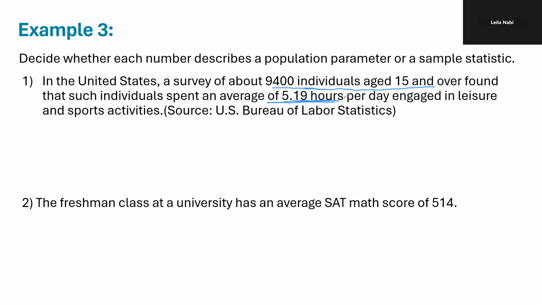Second example: the freshman class at a university has an average SAT math score of 514. The study is on the freshman class at a specific university. And this result for the SAT math score is a result for the whole freshman class at that university. That means it comes from the entire population, describing the population. So that means that's a parameter.